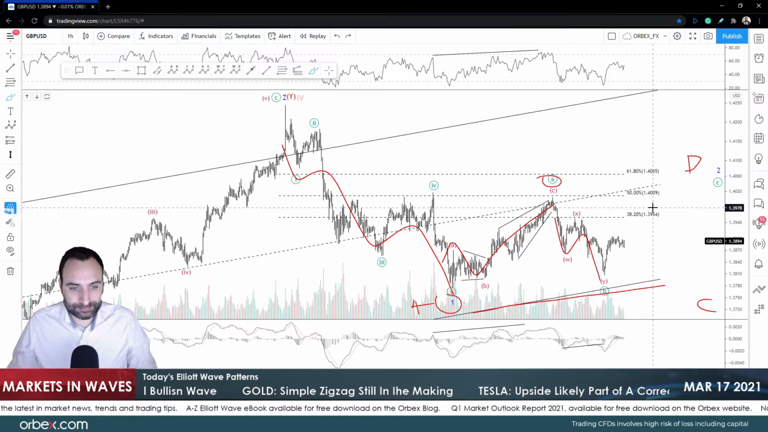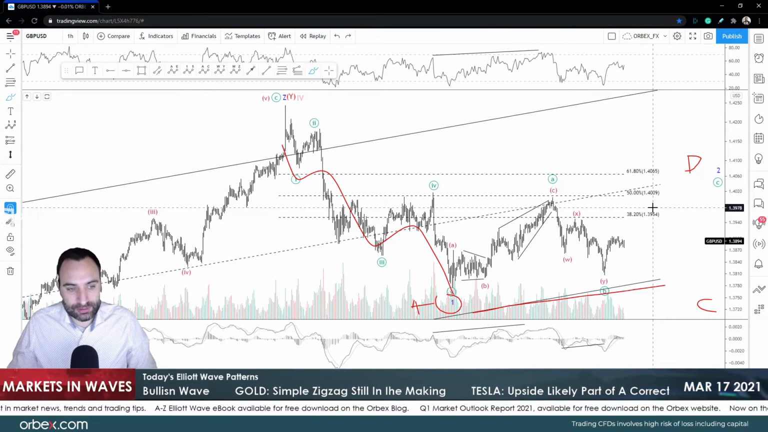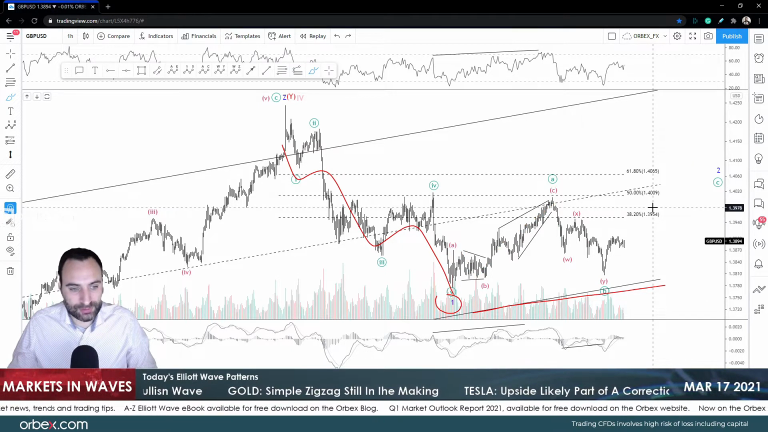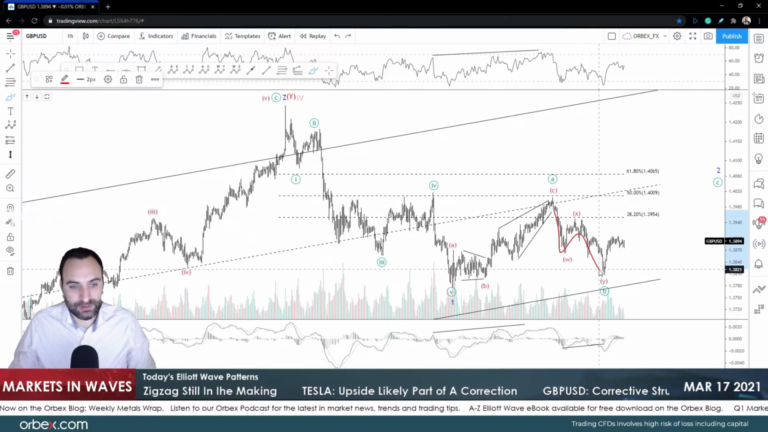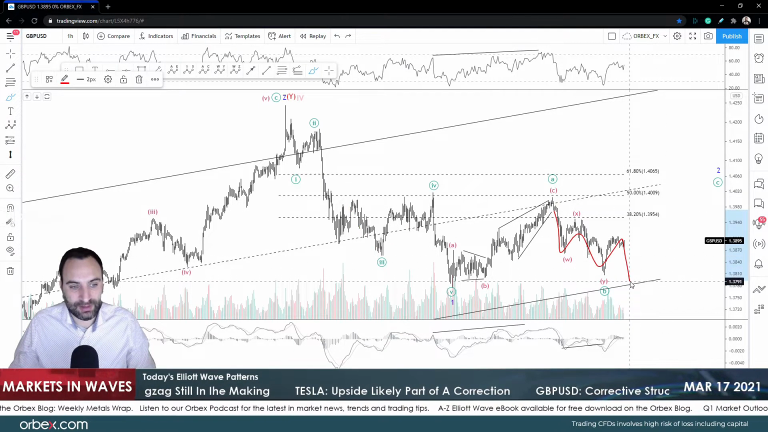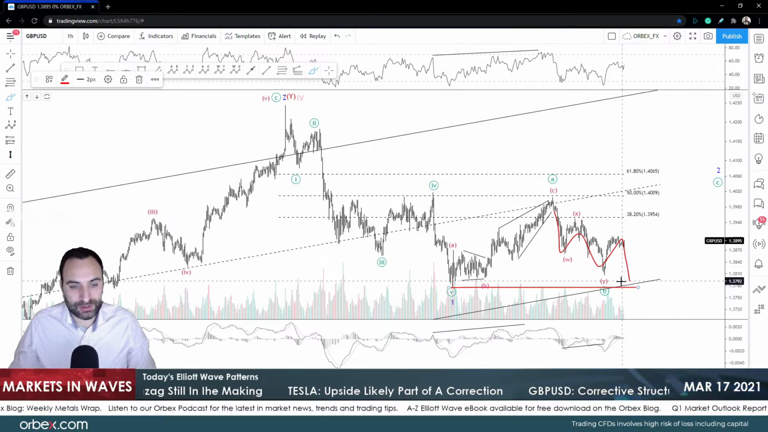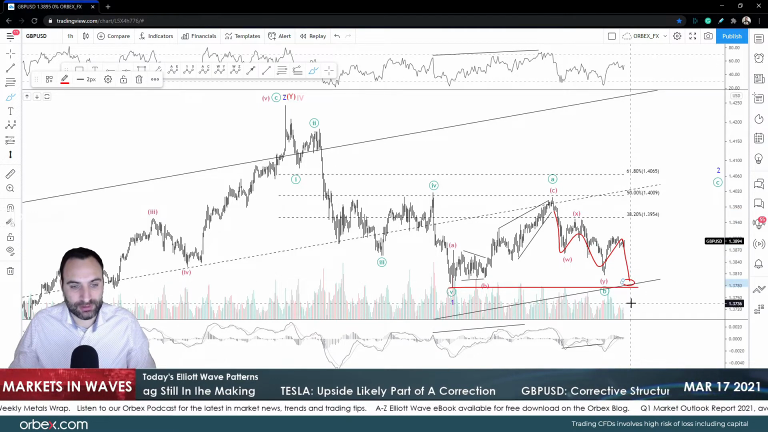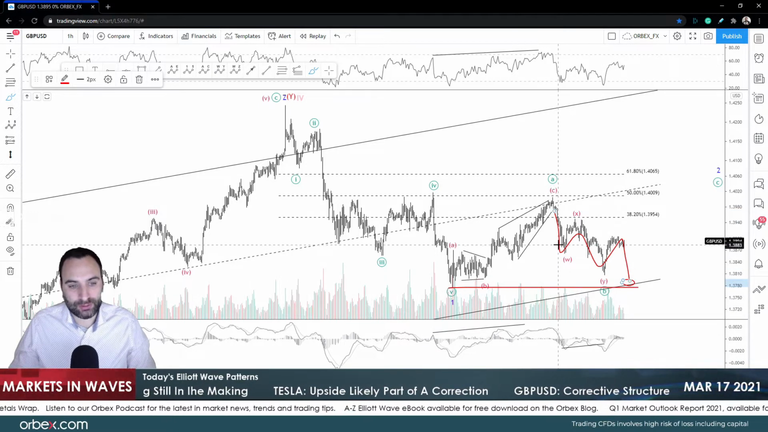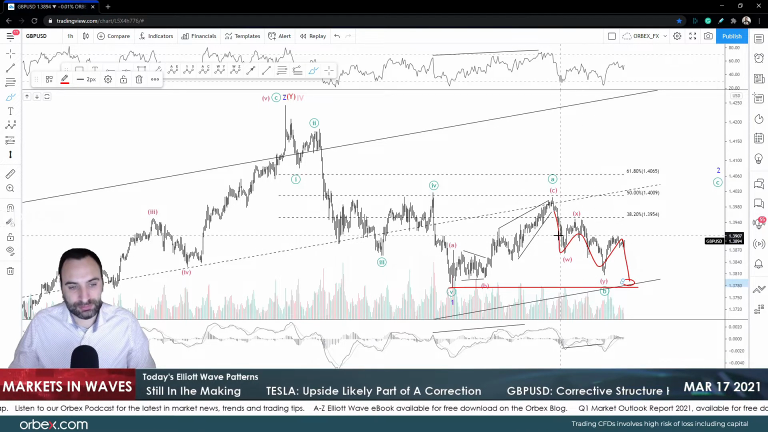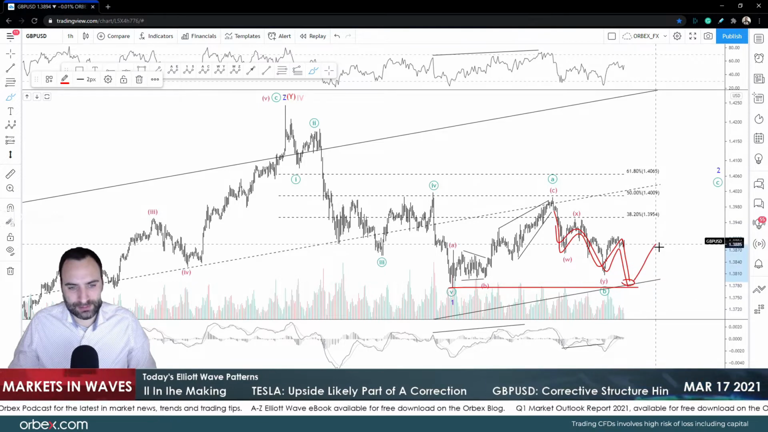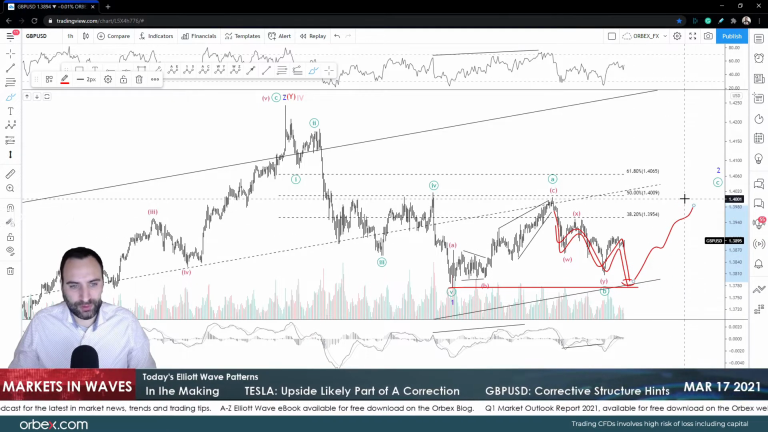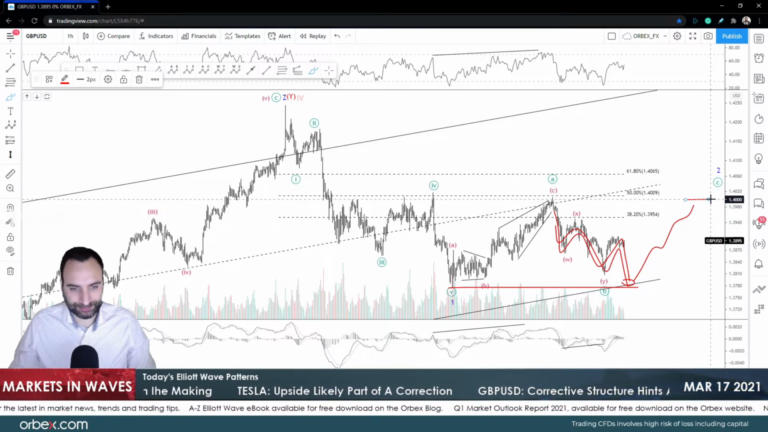Now, there is a different scenario over here, which we have to also take into account. This has not finished yet, and we're going to have another leg down. We still have the flat pattern respected over here, yeah? So that could turn into a triple zigzag over here, and from there we're going to see a 5-wave move all the way up to 140 or so.